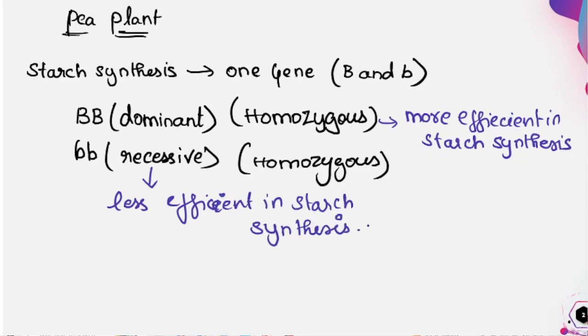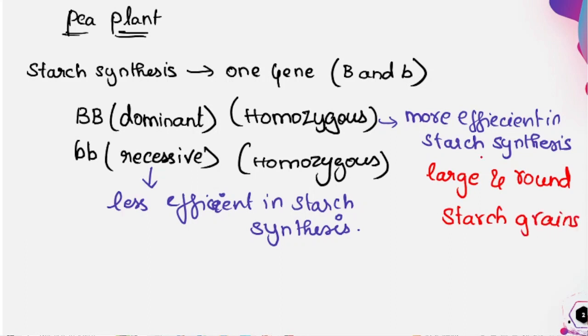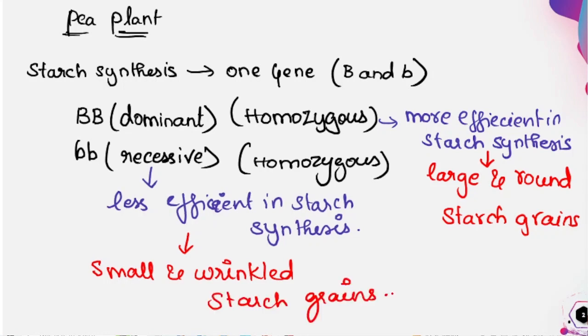Similarly, if you see capital B, as it is dominant, how will the seed look? The seed will be very large. Here the seed will be large and round in shape, and you will get large and round starch grains. Here you will get small and wrinkled starch grains. These are the things you have to remember very well.